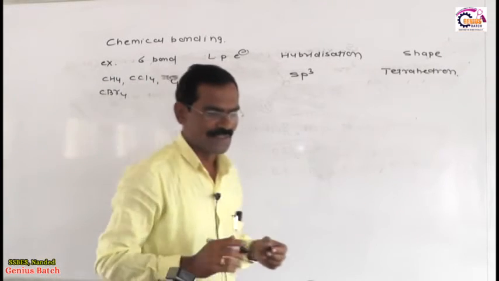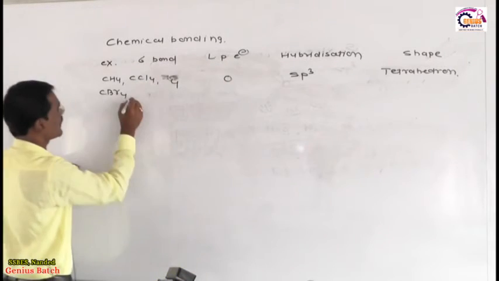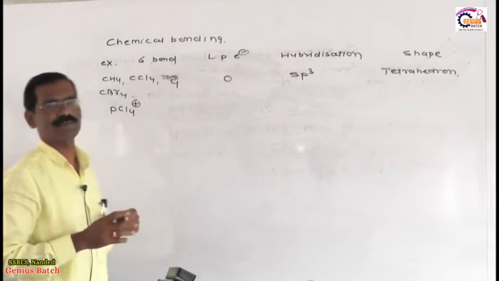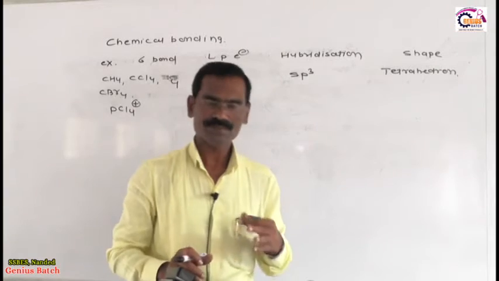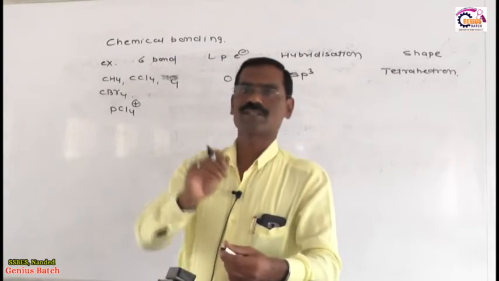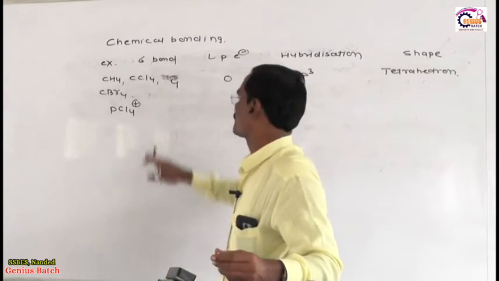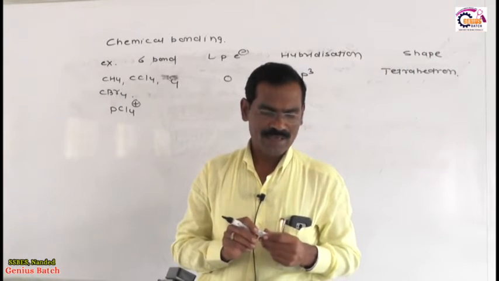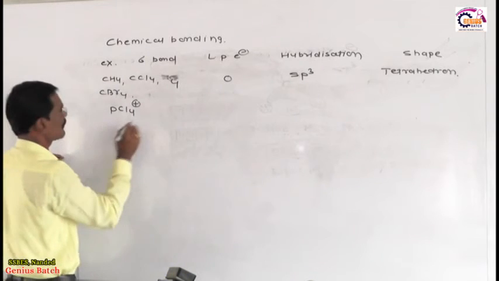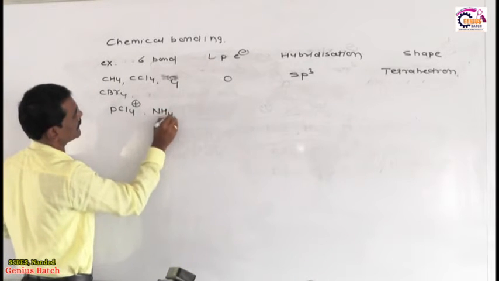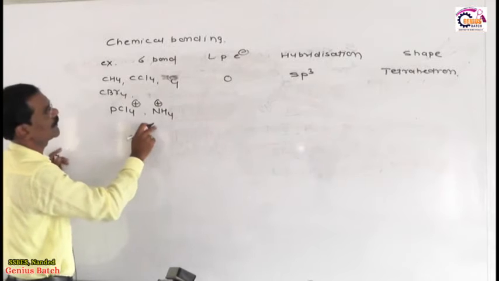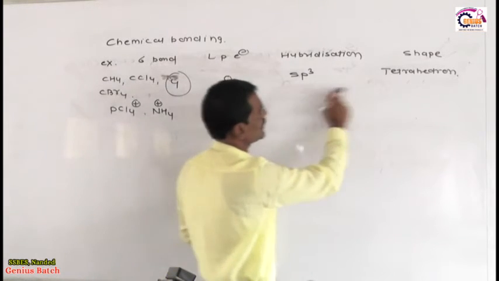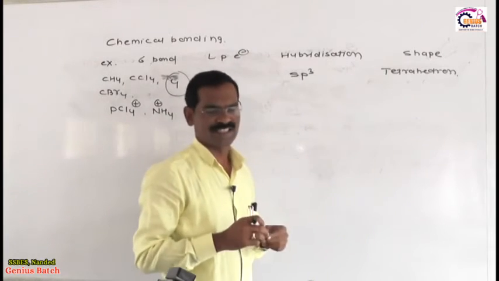Keep in your mind. Then the next example is PCl4 plus. What does PCl4 plus indicate? On the phosphorus atom a positive charge is present, therefore we can't consider this positive charge in the counting. Only 4 sigma bonds are present. After PCl4 plus, the next example is NH4 plus. These molecules have 4 sigma bonds with 0 lone pair, therefore the hybridization is sp3, geometrical shape is tetrahedral.